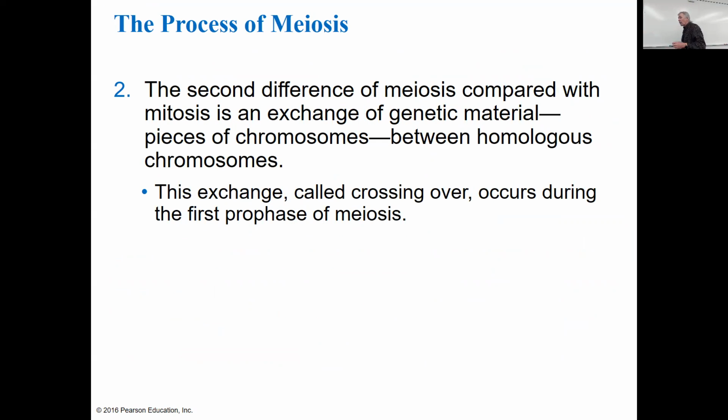Okay, the second difference with meiosis compared with mitosis is an exchange of genetic material, pieces of chromosomes, between homologous chromosomes. We should say non-sister chromatids exchange pieces of each other. It's called crossing over, or it's also called recombination. So you scramble your chromosomes. Chromosomes are scrambled in this process. And to make sure that you don't give your kids the same chromosomes you got from your parents, you're going to scramble your parents' chromosomes before you give them to your kids. It happens every time meiosis happens.